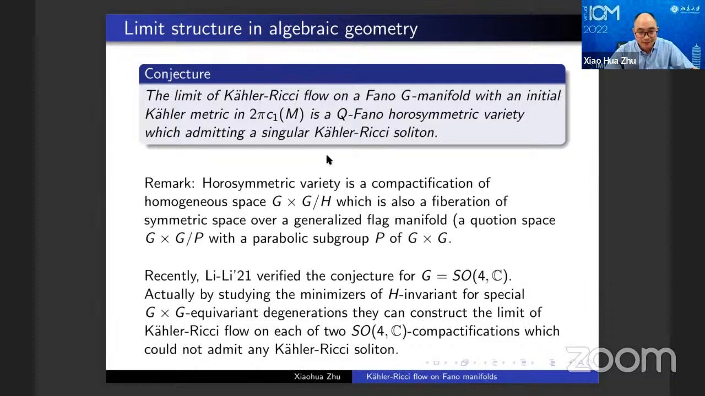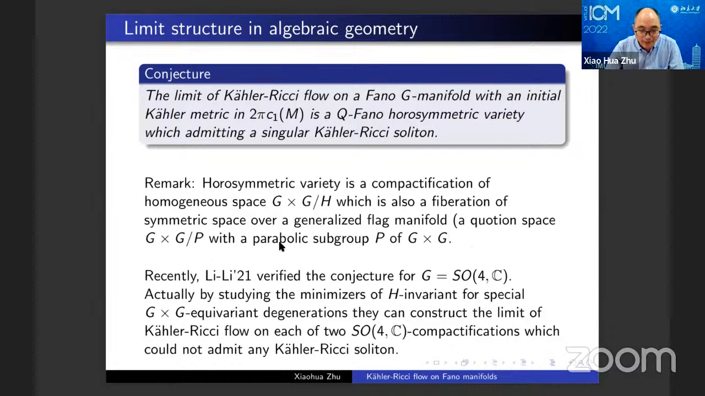As a definition, a holosymmetric variety is just a compactification of a homogeneous space G times G quotient by a subgroup contained in a parabolic group. And this is just a fibration of a symmetric space over a generalized flag variety. A generalized flag variety is a quotient by a parabolic subgroup.